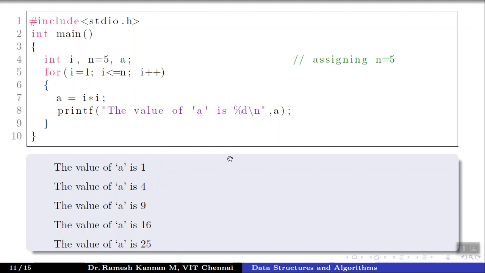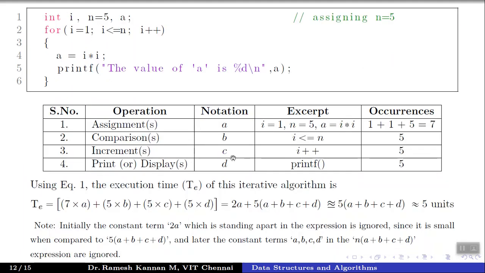Let's also compute this with a table. Here the assignment operations are many. Actually, we have included n equals 5, that is also an assignment, and i equals 1, that's also an assignment, and a equals i into i, it happens n times, which is actually 5 times, right? So that is why it is 1 time here, the assignment, and here it is 1 time, and then this happens 5 times because n equals 5, and the total of 7.